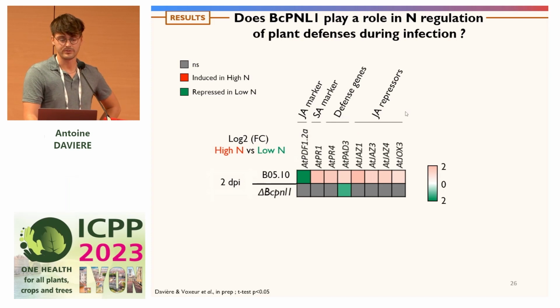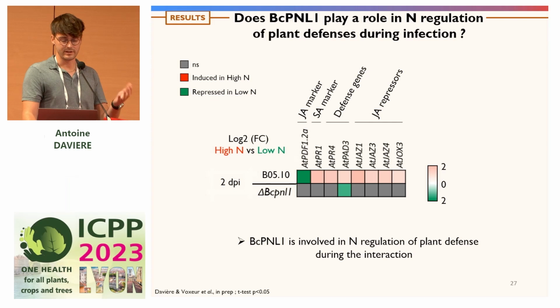I've also studied the effect of PNL1 mutation on N regulation of plant defense genes during infection. Here you have a heat map showing the log2 fold change between high nitrate and low nitrate. During infection with the wild type, you can see that nitrogen really impacts the expression of the genes tested, whereas with the mutants, we almost completely lost regulation by nitrate of these genes. So this indicates that PNL1 is also involved in nitrogen regulation of plant defense.